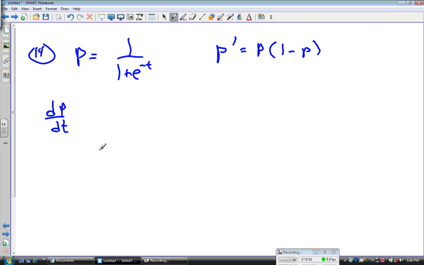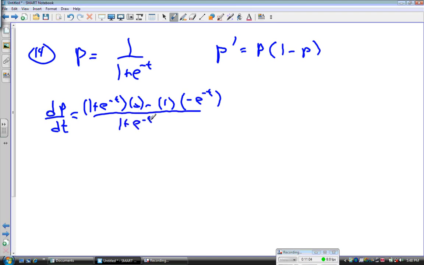So let's just do the quotient rule, I guess. So low, d high, minus high, d low. Well, the derivative of the constant is 0 plus the derivative of e to the u is e to the u du. That's a negative 1 times. All over low, low. That would be this squared. So this zeroes out, and this becomes positive, so you get e to the negative t over 1 plus e to the negative t squared.